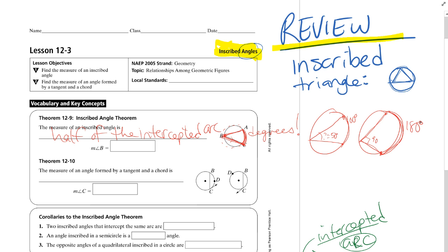Now, the next theorem, the measure of the angle formed by a tangent and a chord. Okay, so tangent and a chord will always be half of the measure of the intercepted arc.